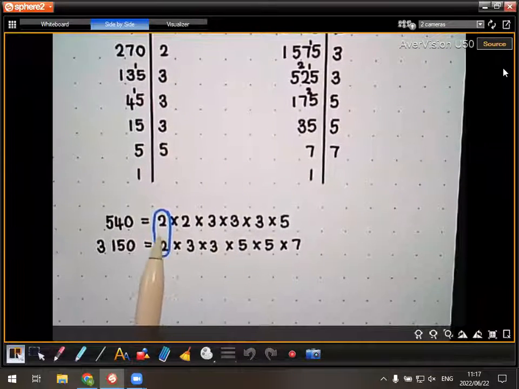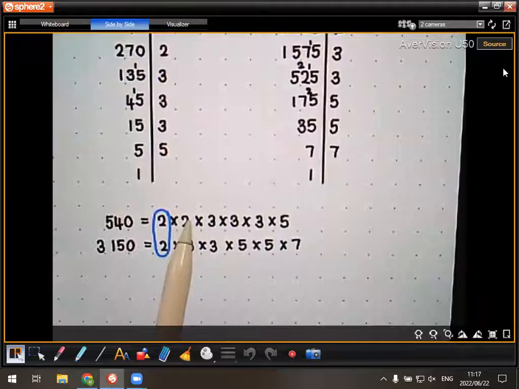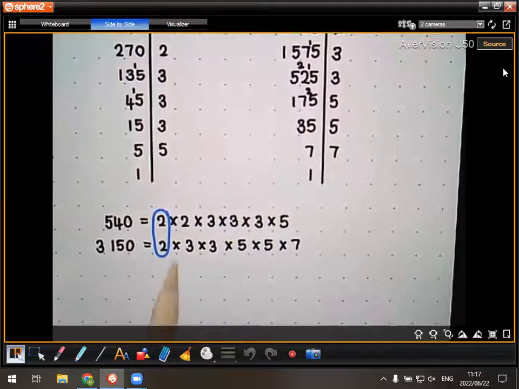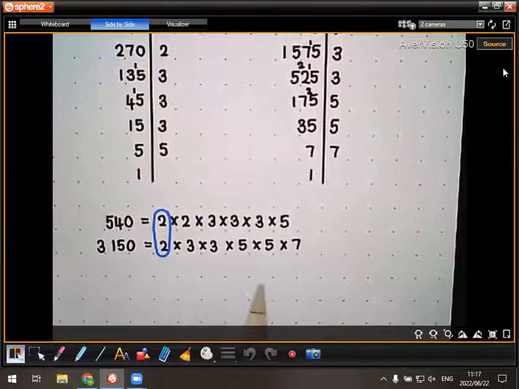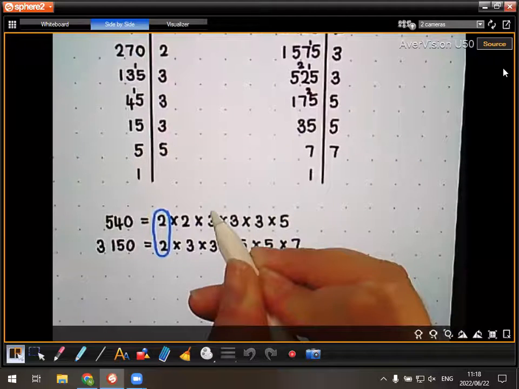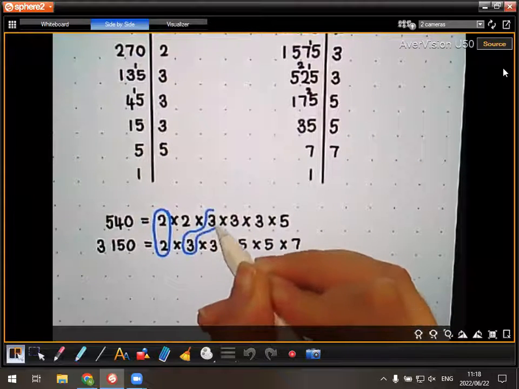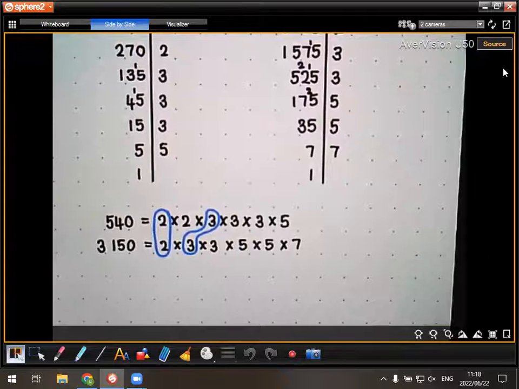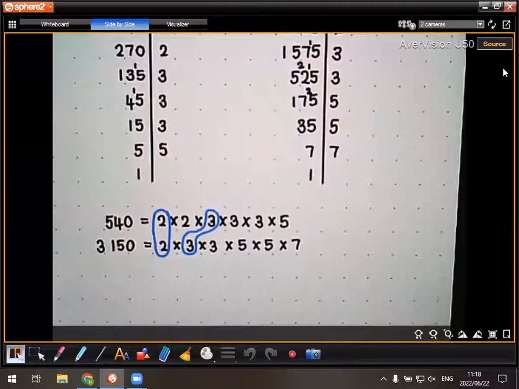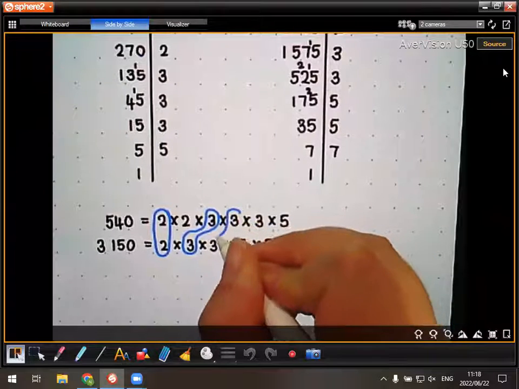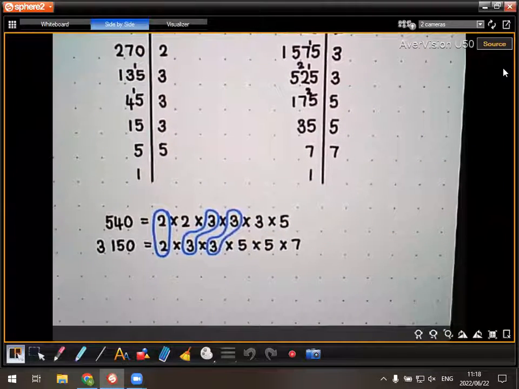Now 540 has a second 2, but does 3,150 also have a second 2? No. All right, so that second 2 there is not common with the other one. So we're not going to circle the second 2. What about 3? Is there a 3 in both of them? Yes. Okay, so I'm going to have to do like a side thing like that. Those 2 3s are common. Is there a second 3 in both of them? Yes, so that is also common. So we're grouping those 2 together as well.